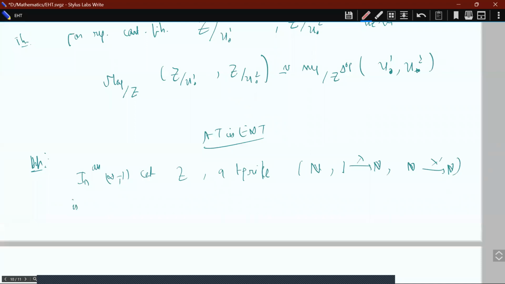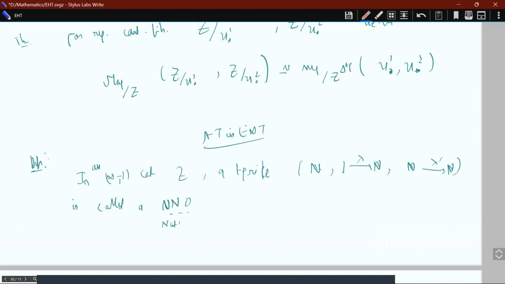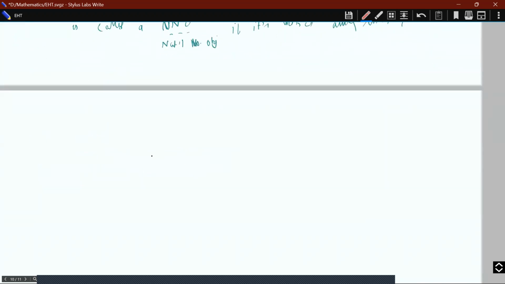It is called a natural numbers object. This is the acronym that I'll use, natural numbers object, if it is initial among such tuples. Let me draw this, since drawing is the best way to picture it. So initial, okay, this is a lateral pentagon kind of picture.